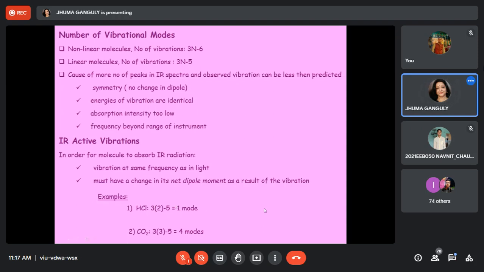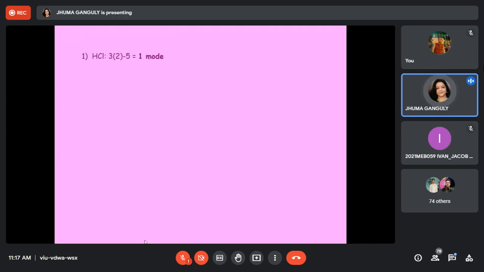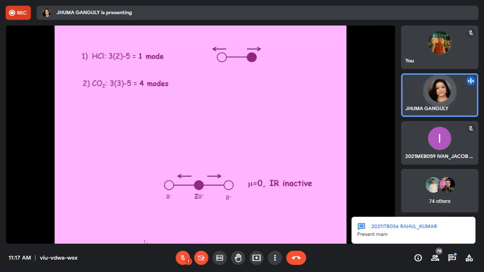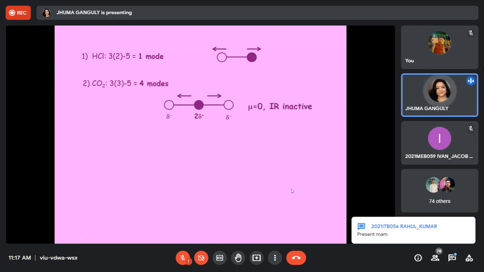HCl definitely has a net dipole moment, but what happened with carbon dioxide? No dipole moment, but here I am showing that different modes are there. Four modes are there, and all do not behave like this. One by one: HCl has one mode like this way, and carbon dioxide has four modes, some of which are inactive.